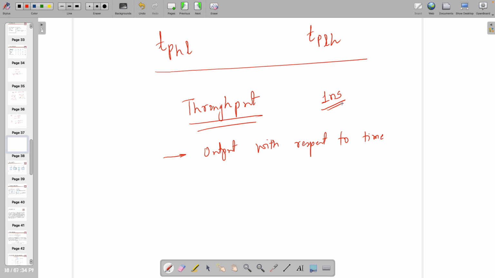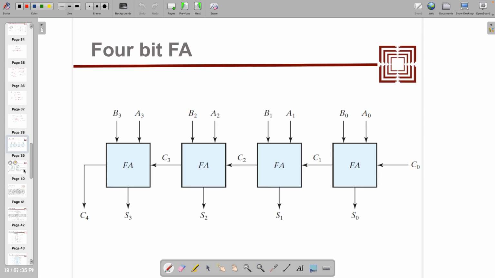If you remember what I mean by correct output, it depends on the propagation delay. So the output has to be available before you look at the output side. So that is deciding the throughput, right? So this is actually derived from that, right? So this is a 4-bit full adder.